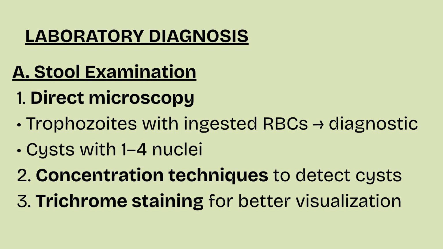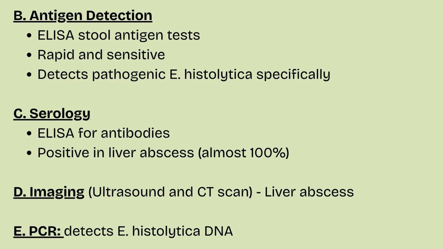Concentration techniques are laboratory methods used to increase the number of parasites, especially cysts and eggs, in a stool sample so that they can be easily seen under the microscope. Trichrome staining is a permanent staining method to visualize intestinal parasites, especially protozoa such as Entamoeba histolytica, Giardia, and Balantidium. Antigen detection tests such as ELISA are used to detect proteins specific to Entamoeba histolytica and differentiate it from other species. It is a very rapid and sensitive test and detects pathogenic Entamoeba histolytica specifically.